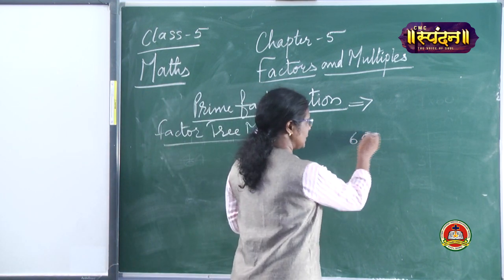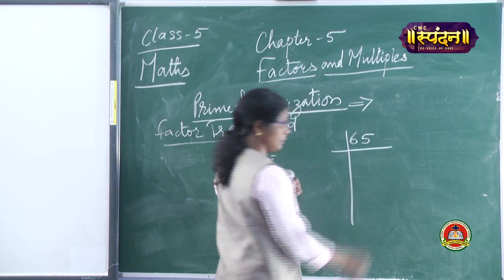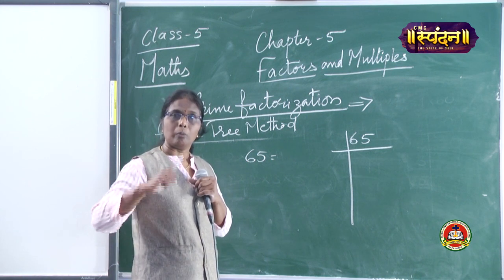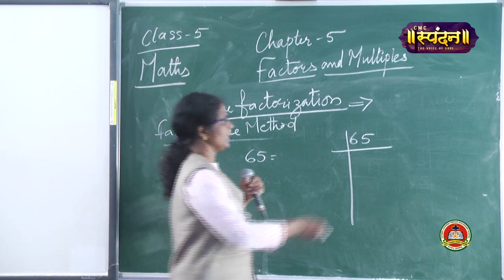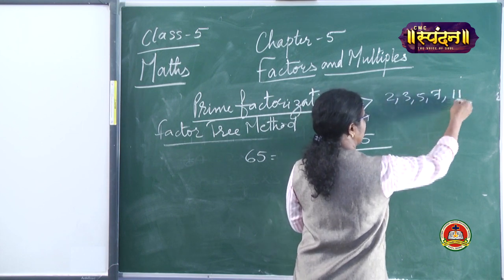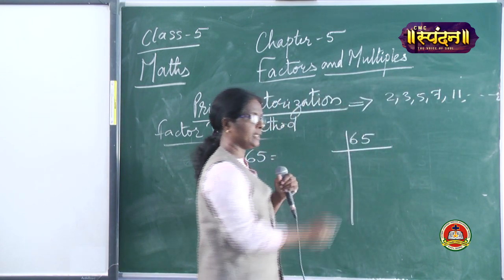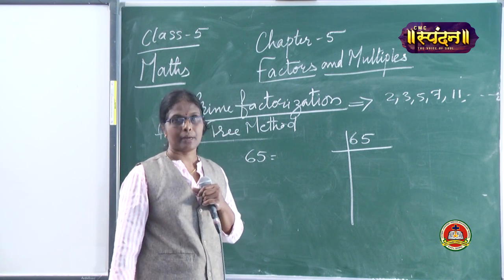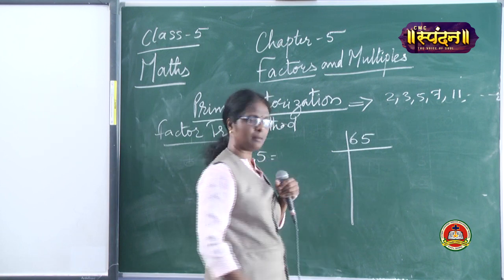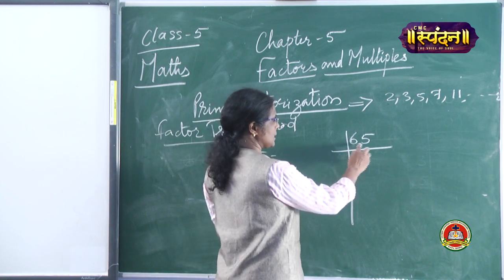Now as I told you, 65 is an odd number. It is not divisible by 2. So you have to think of only the prime numbers. We have the prime numbers 2, 3, 5, 7, 11. These are the prime numbers. We have to divide only by prime numbers. Now it is not divisible by 2. Which is the next prime number? 3.